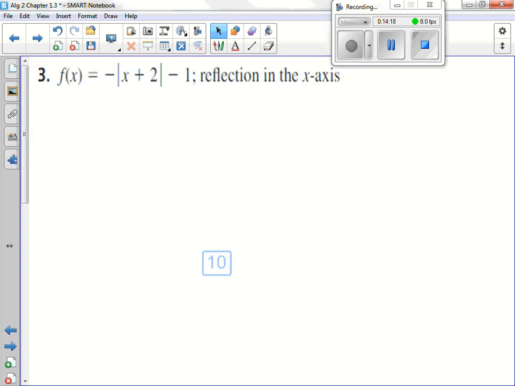And that's it for that one there. So we're going to do one more of each. So here, reflection in the x-axis. So again, when we reflect it in the x-axis, we're making everything... So we're doing negative f of x. We're applying a negative to the entire function.